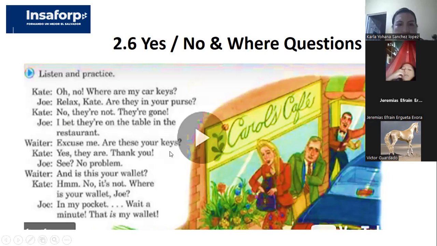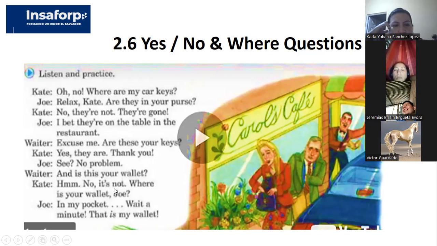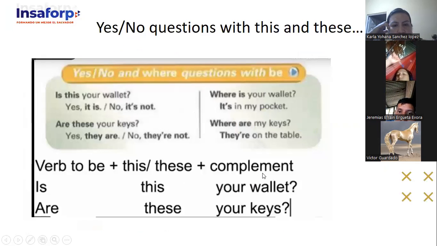Disculpen, are these your keys? ¿Son estas sus llaves? Yes, they are. Thank you. No problem. Is this your wallet? ¿Es esta su billetera? No, it's not. Where is your wallet, Joe? ¿Dónde está tu billetera? In my pocket. Wait a minute. That's my wallet. Está en mi bolsillo. Espera un momento. Esa es mi billetera.